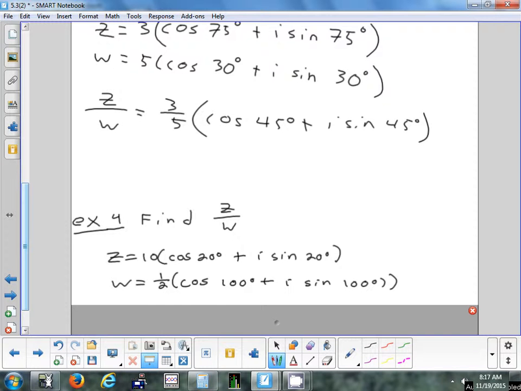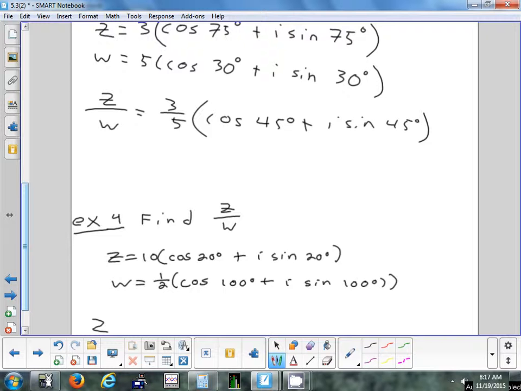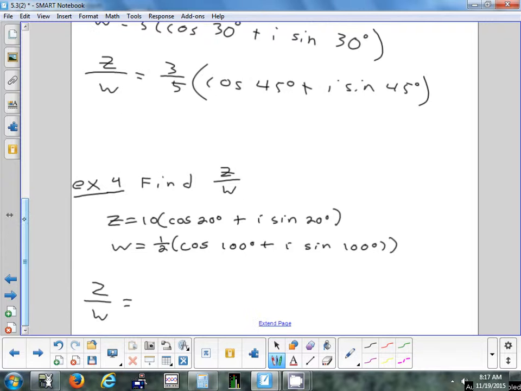Okay, so our last one for division. 10 cosine 20 plus i sine 20, divided by 1/2 cosine 100 plus i sine 100. All right, so my radius. What's my radius going to be here? 20. How'd you get 20? Because I bet some people aren't thinking 20.